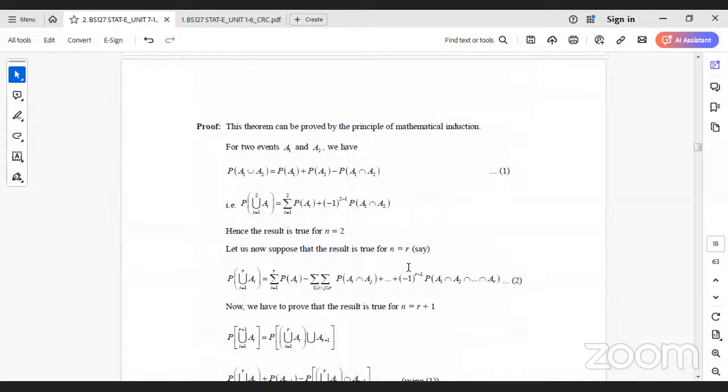This theorem can be proved by the principle of mathematical induction. For two events A1 and A2, P(A1 union A2) is P(A1) plus P(A2) minus P(A1 intersection A2).